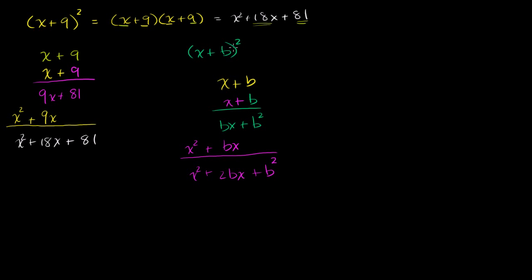So given that pattern, let's do a bunch more of these. And I'm going to do it the fast way. So 3x minus 7 squared. Let's just remember what I told you. And don't just memorize it. You should always have in the back of your mind why it makes sense. If I were to multiply this out, do the distributive property twice, you'll get the same answer.